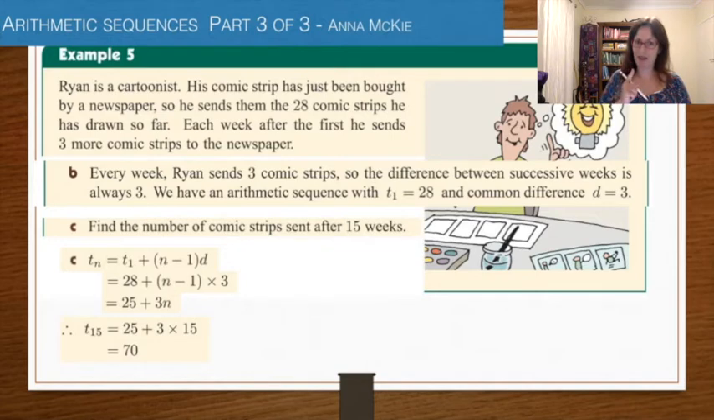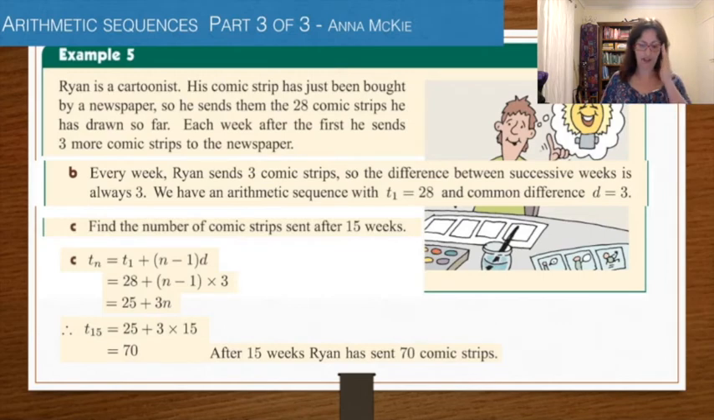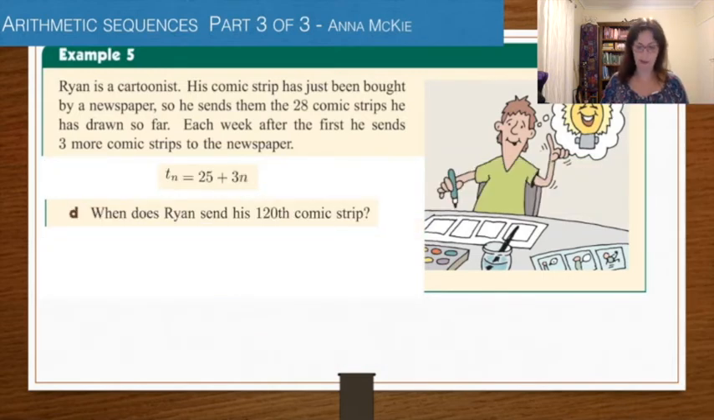Now, go back and read the question. No, it wasn't find the general term, it was to find the number of comic strips after 15 weeks. So that 15 is our n, and therefore we substitute that into the formula, and we end up with 70 comic strips after 15 weeks. Always good to put it in a sentence. If it asked you the question in a sentence, put your answer in a sentence. Easy way to remember it.